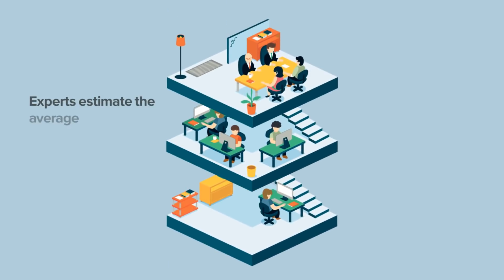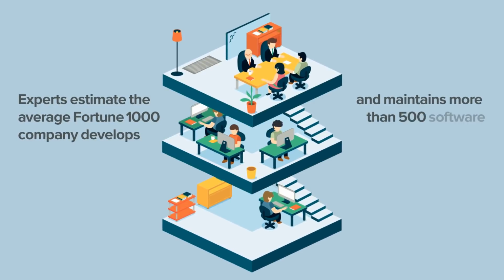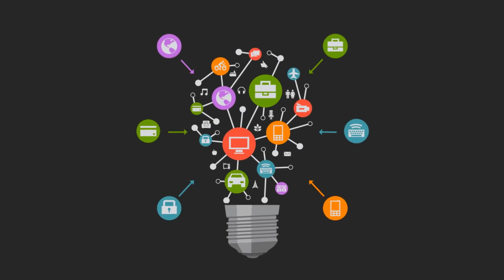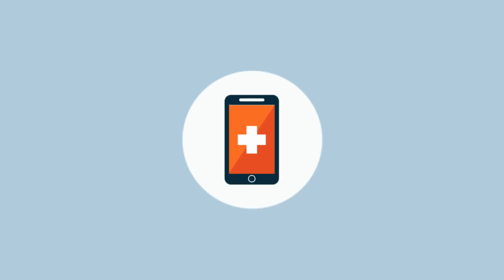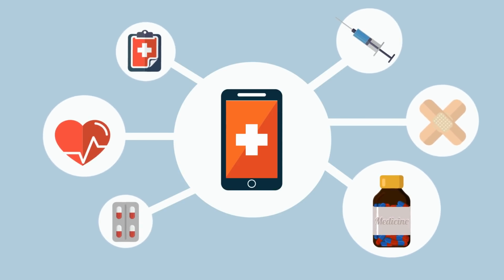Experts estimate the average Fortune 1000 company develops and maintains more than 500 software applications. Applications that are critical for companies that want to thrive and innovate. Unfortunately, as critical as software is to business growth, many companies don't know the health of their applications.